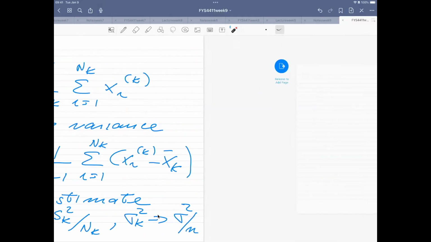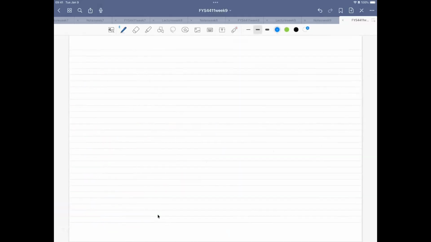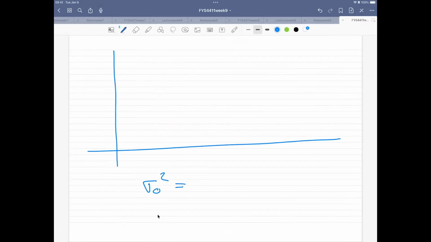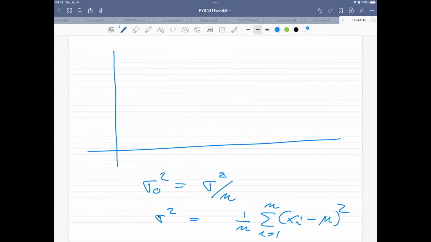What happens when you apply the blocking method is that you will see something like this. Your sigma 0, which we had in the slides, is the single experiment variance divided by n. And this single experiment variance is 1 over n times the sum over all the single experiments we have run of x_i minus the mean value, squared. So this is the value you would start with.